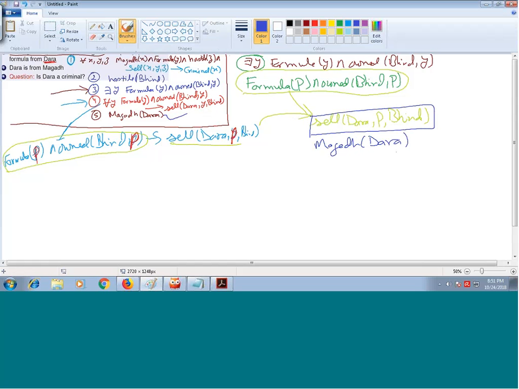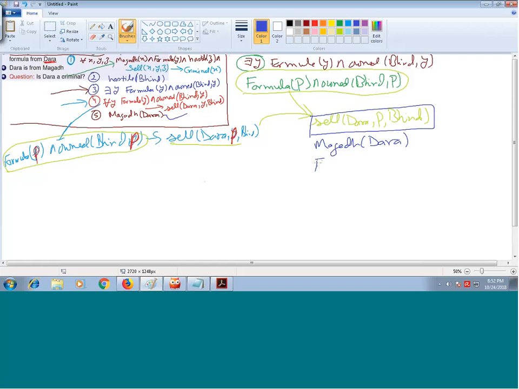Okay, my target is the first one, because it is going to give me something. So it needs Magad. For Magad, this information I have. The formula of Y: I know that the formula is P. P is a formula. We have substituted for this.